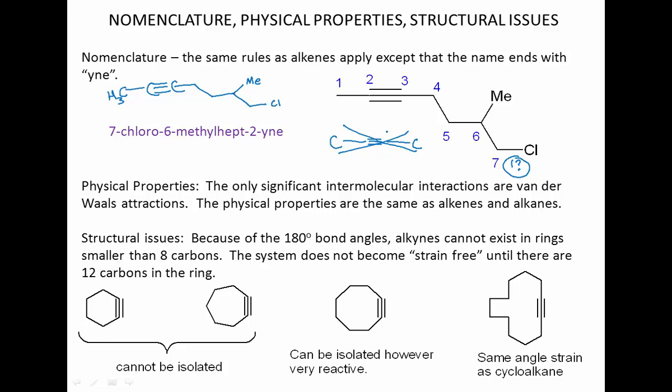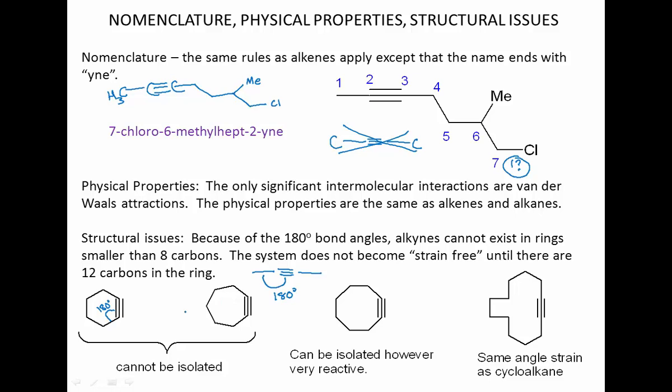Okay. Physical properties, we don't need to say much. The only significant intermolecular interaction is the van der Waals attractions, and the physical properties that we would see would be the same as for alkenes and alkanes. Okay, let's look at structural issues. All right, so recall that in a linear molecule, like an alkyne, the CCC bond angle is 180 degrees. This puts a lot of strain in 6 and 7 membered rings like you see here.